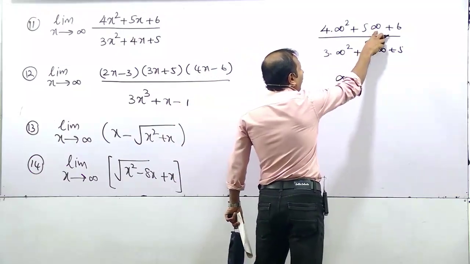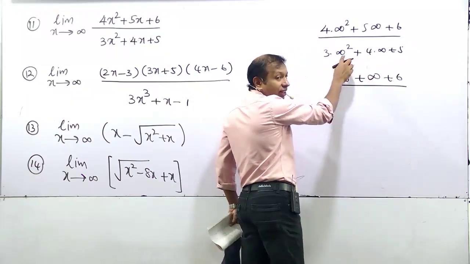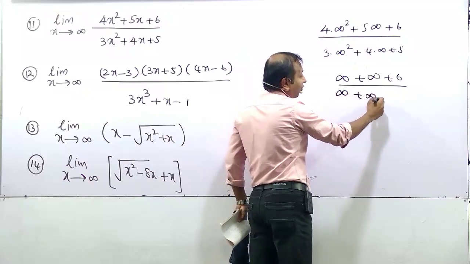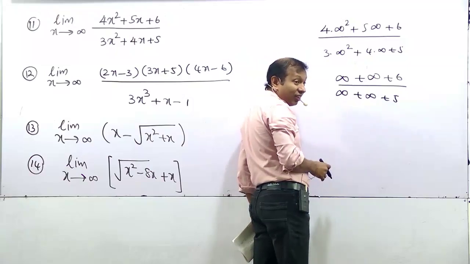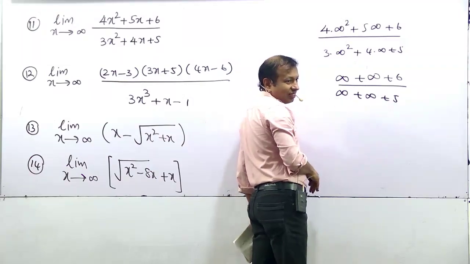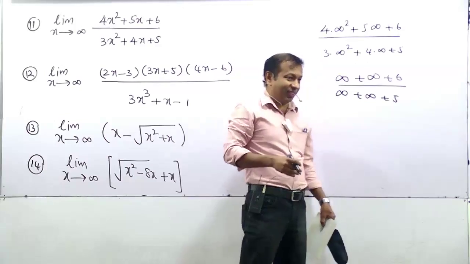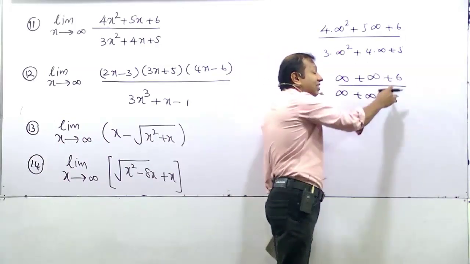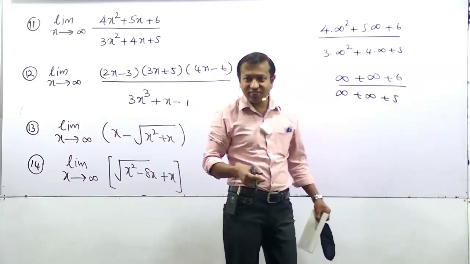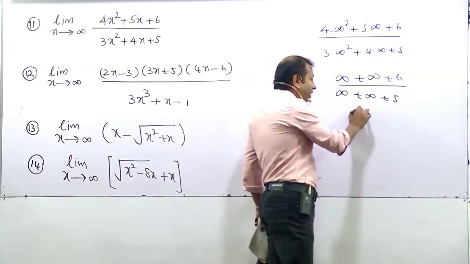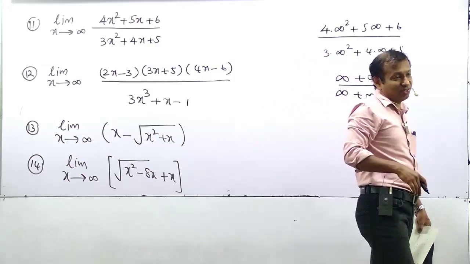Right. 5 into infinity, infinity plus 6. Here also like that. Infinity. Infinity plus 5, infinity plus infinity, 2 times infinity. That means again infinity. To that infinity we add 6. Again infinity. Then numerator infinity. Similarly denominator infinity. What is infinity by infinity? Undefined form.